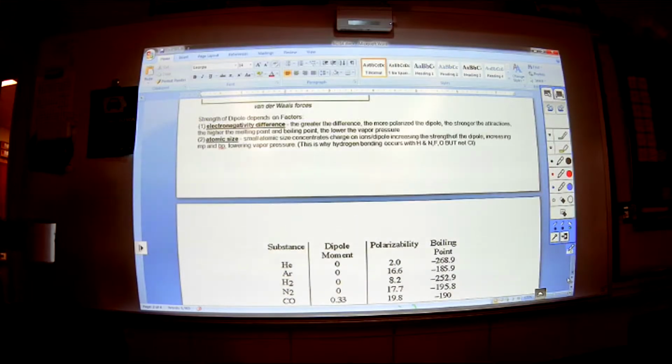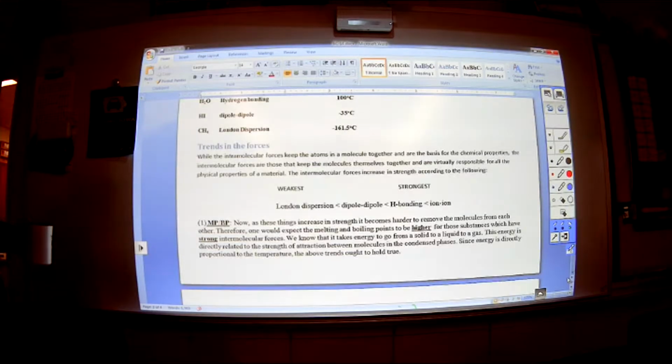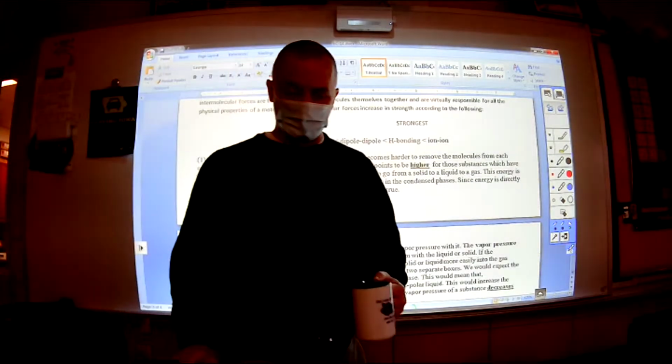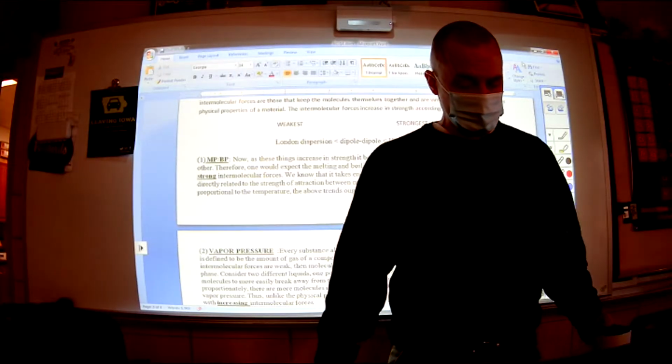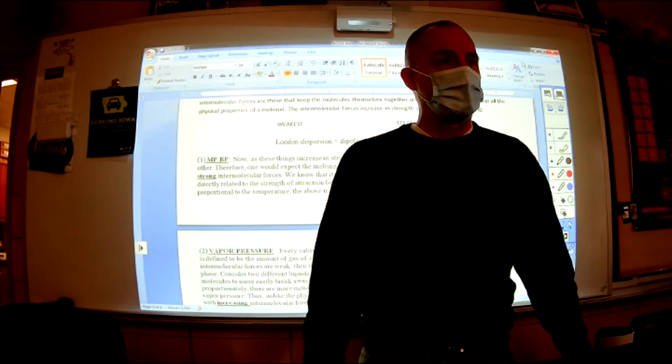We're going to go ahead and stop right here today. We will pick back up tomorrow with how these forces relate more to the different physical properties.